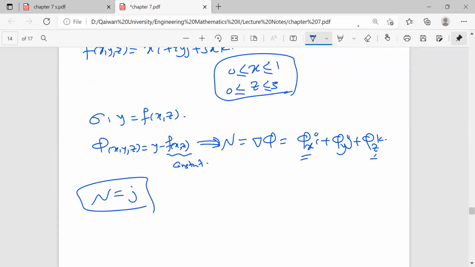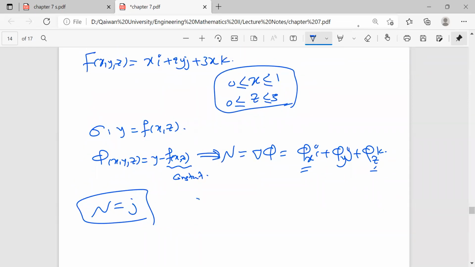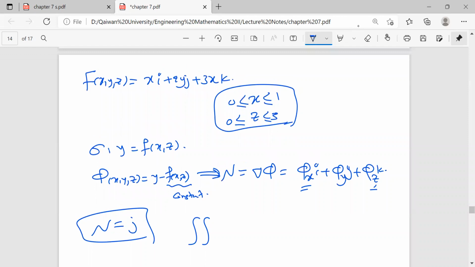Let's find the double integration here. We have given both limits for x and z. x is from 0 to 1 and z is from 0 to 3. Both are constants. You are free to take any of these first. Here I put dx first, then dz. Someone else may take dz first and then dx. It's okay. Both are true, and we will get the same result.